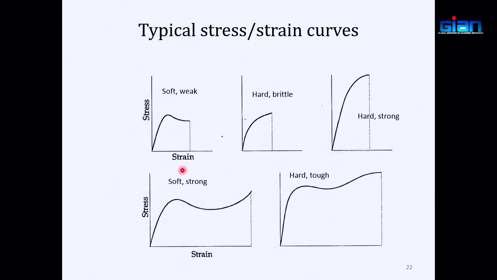So these are some of the strain stress curves for different polymeric materials. Then you characterize them as soft and weak, or hard and brittle, or hard and strong, depending upon how much stress the material can take and how much elongation it can have. Based on that you will characterize whether it is a strong, soft, weak, tough or hard material, and so on.